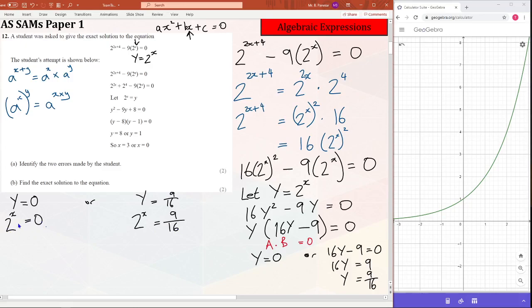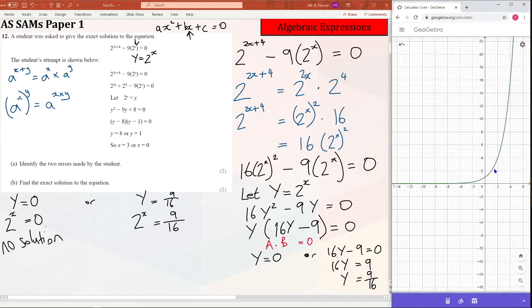Hopefully you appreciate that with an exponential function, if I'm trying to make 2 to the power of x equal 0 and figure out what value of x gives me the value 0, you should all really appreciate straight away that there's no solution here, and you should be able to understand why. If you don't understand why, here's the graph of 2 to the power of x. If I zoom out, zoom out, you can see that it never crosses the line y equals 0, which is the x-axis.